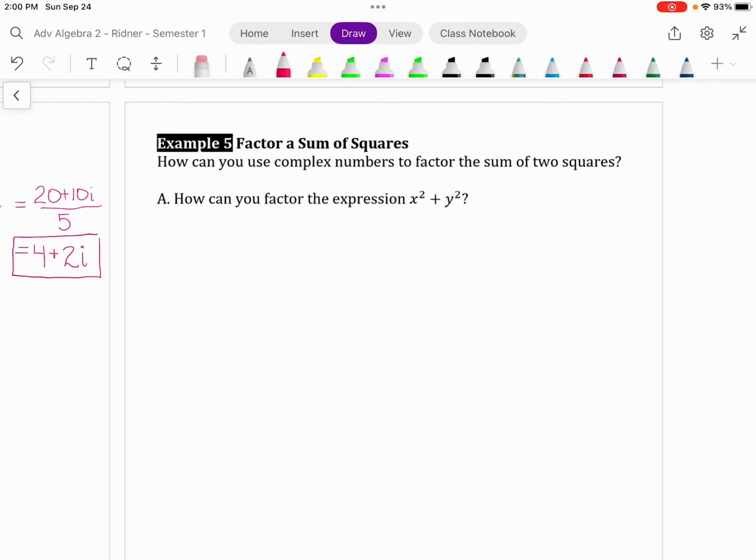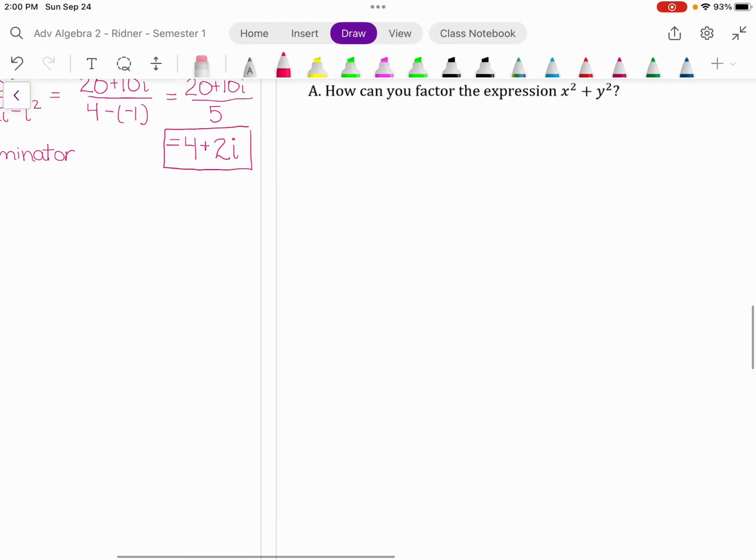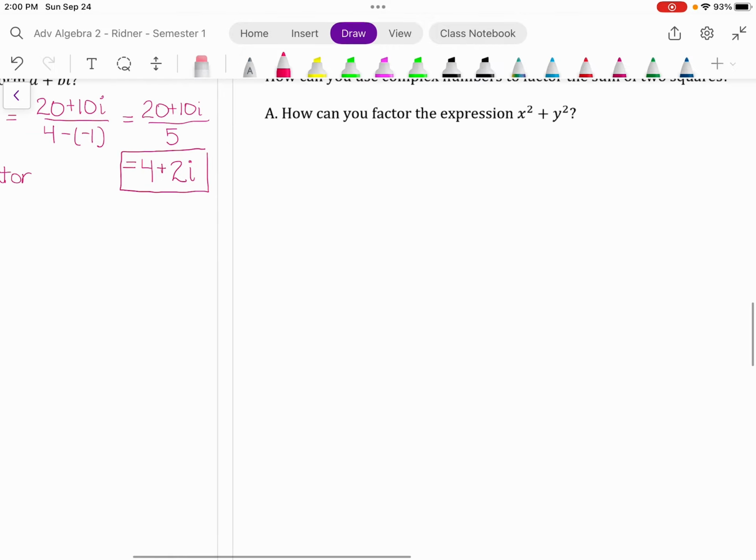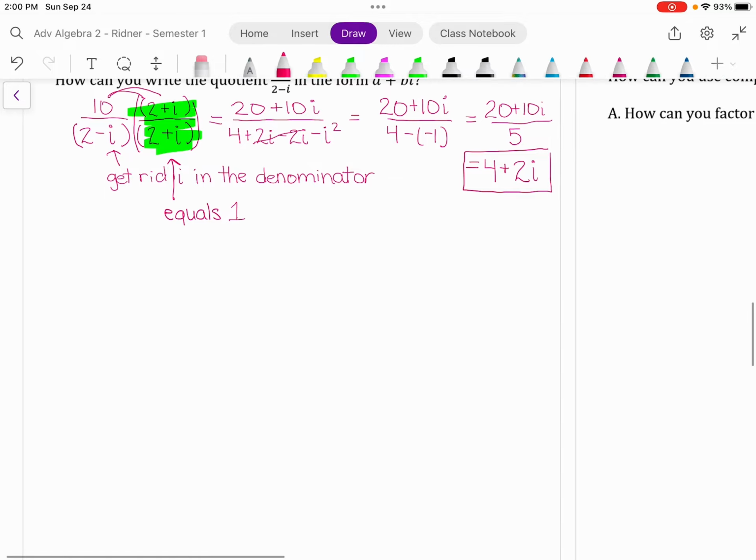All right, so example 5 is proof-based, and we would never factor for imaginary numbers, I don't feel like, so I like to skip that one. If you're interested in knowing the answer to that one, raise your hand and I'll come over and help you.